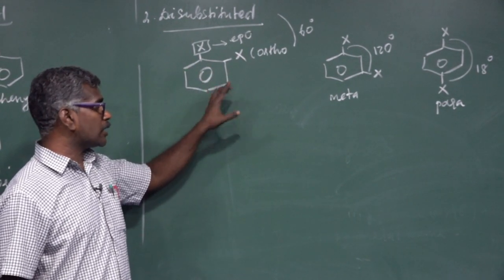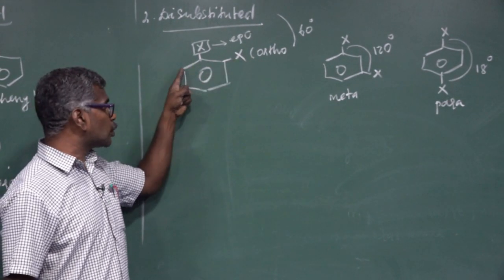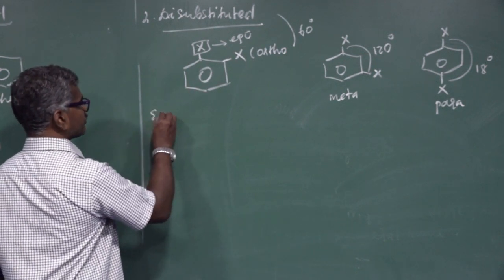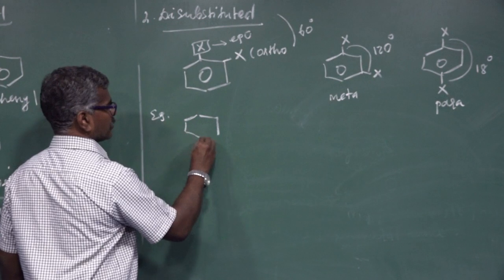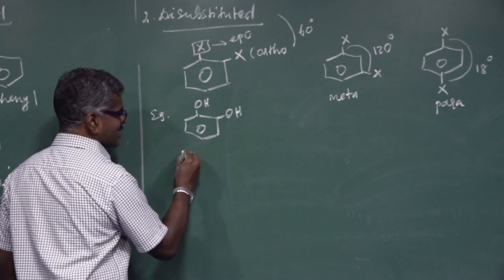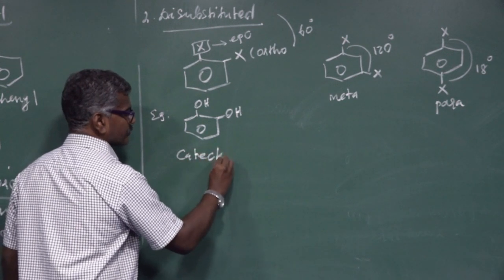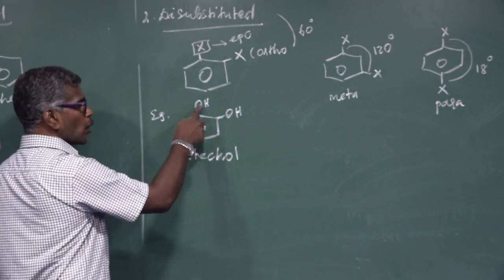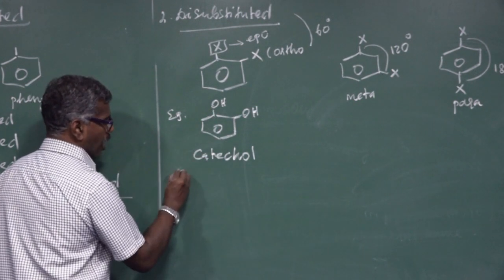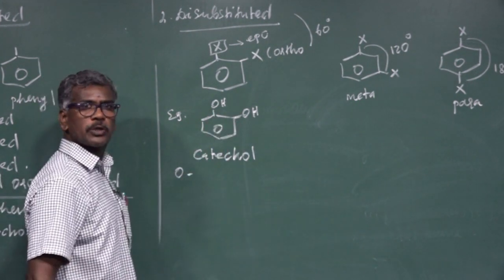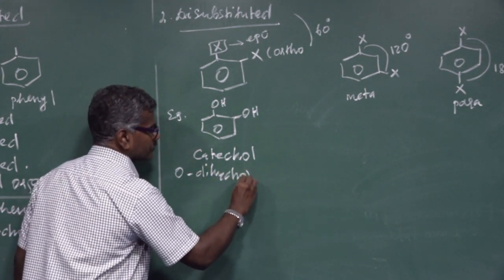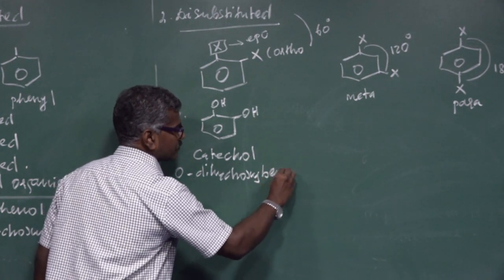In that compound, how many ortho positions are there? There are 2 ortho, 2 meta, and 1 para. For example, OH, OH groups. This is called catechol. Two same groups attached to the benzene nucleus: catechol. Another name, ortho dihydroxybenzene, since there are 2 OH groups.